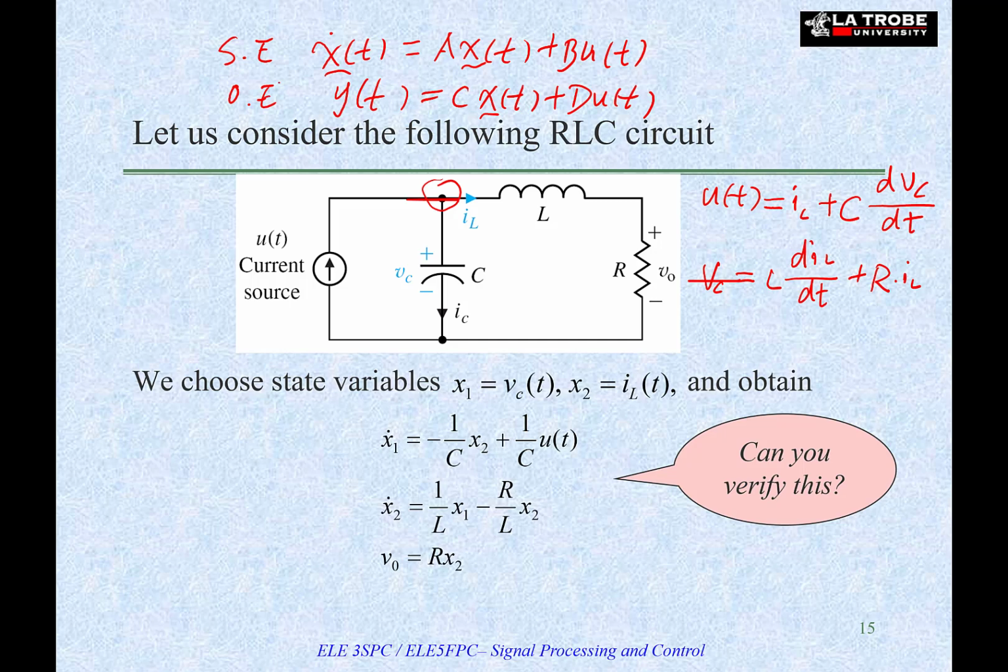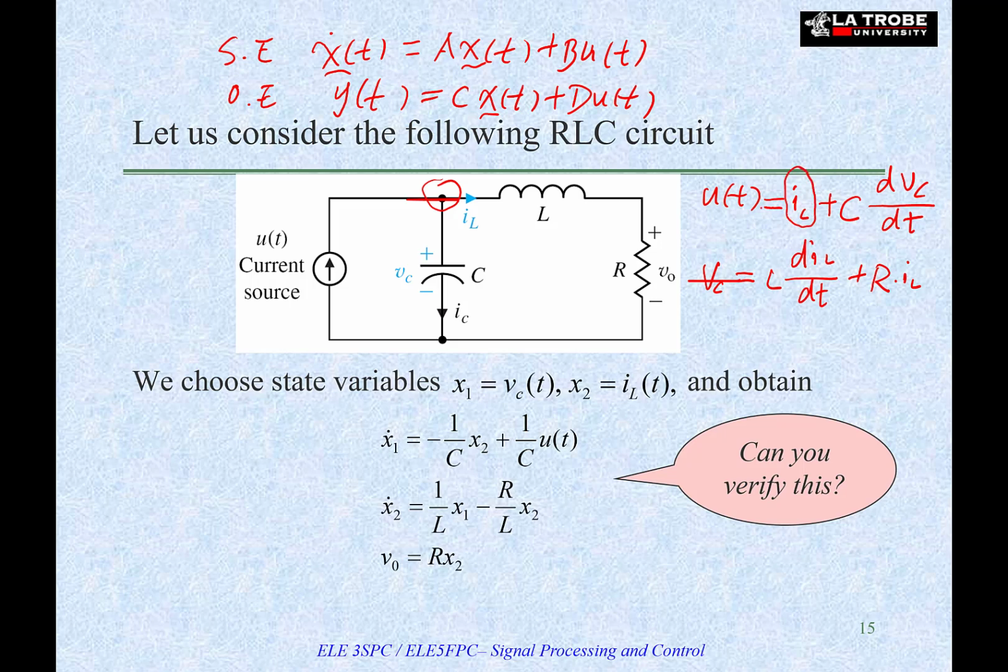So by looking at the features of this state space representation, we can say that on the left-hand side of the state equation, you need the first-order derivative of the state variables. And on the right-hand side of the state equation, you need a linear relationship between the first-order derivative of state variables and the state variables themselves, and the input.